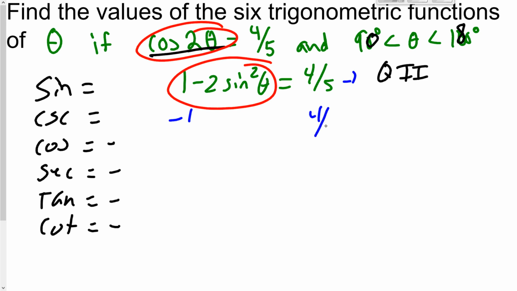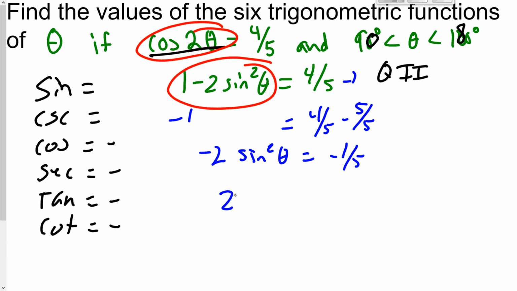So that'd be 4/5 minus 5/5. So we have negative 2 sine squared theta equals negative 1/5. And then we can multiply both sides by negative 2.